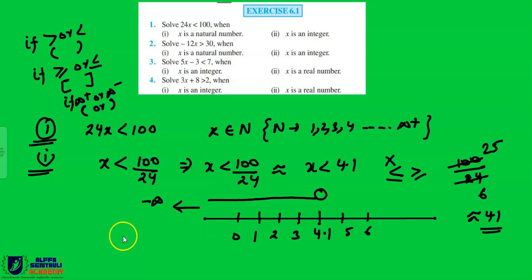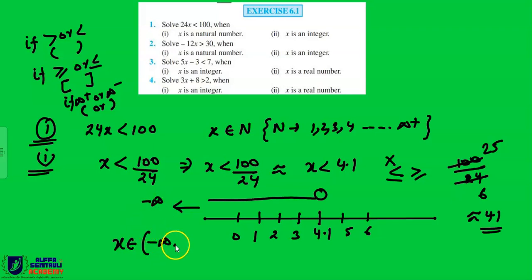So it means that your solution will be what? X belongs to what? From negative infinity up to 4.1, because these numbers are smaller and 4.1 is the biggest number possible that you can take according to this problem. X is less than 4.1 means that 4.1 is the largest number and the smallest number can go up to negative infinity. Correct? So since minus infinity is given, you have to always use an open interval.